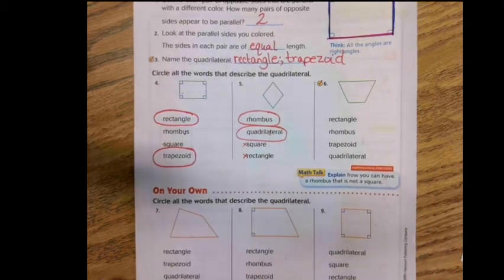Okay, number 6. Let's look at this one. See if you can go ahead and guess which one this is going to be. I've got a rectangle, rhombus, trapezoid, or a quadrilateral.